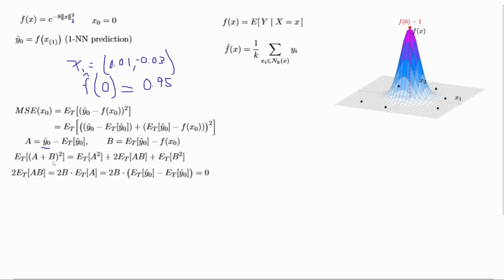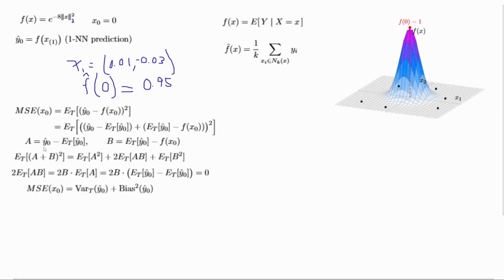So all you do is take the expected value of y hat here, and then of course, this is 0. They cancel out. Okay, what we're left with is the expected value of a squared and the expected value of b squared. Now let's look at a again.